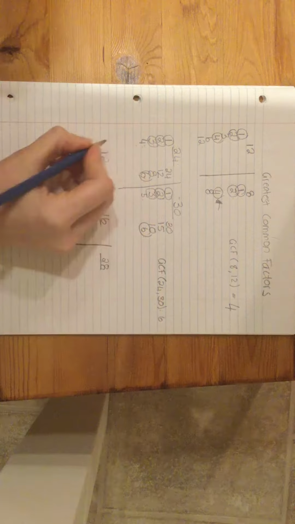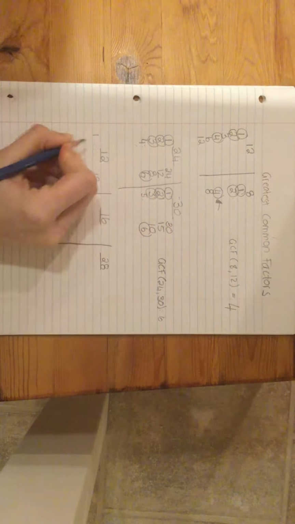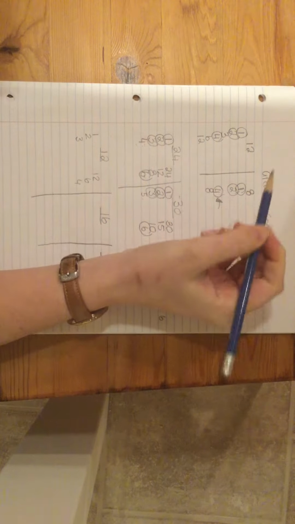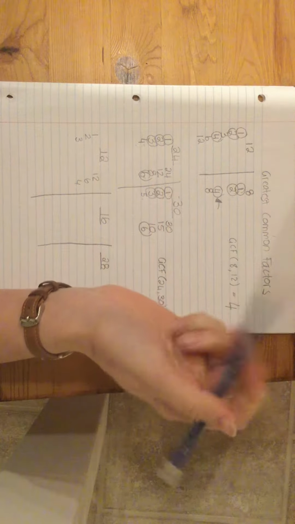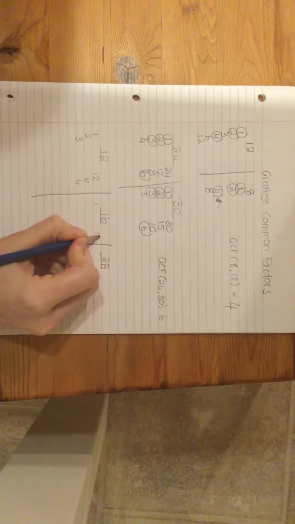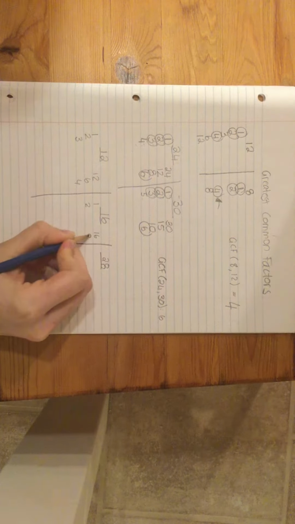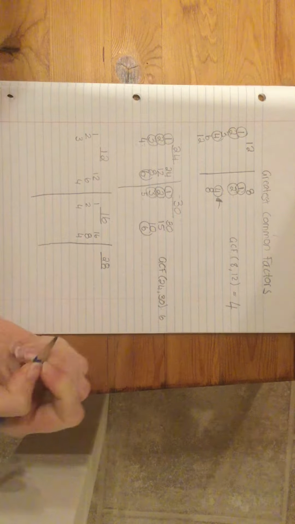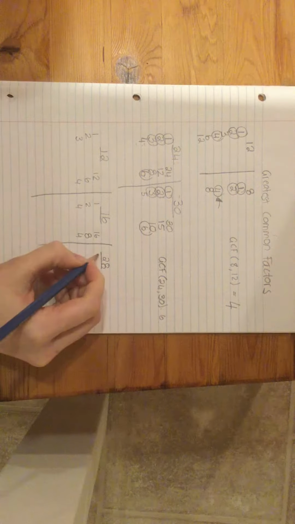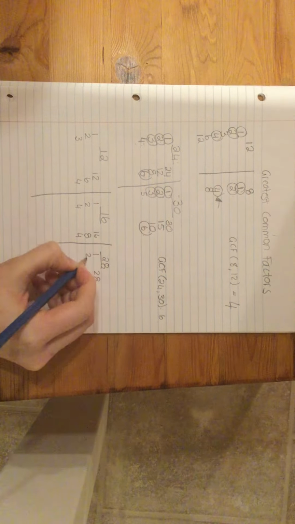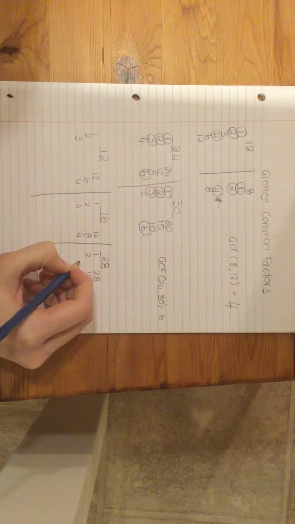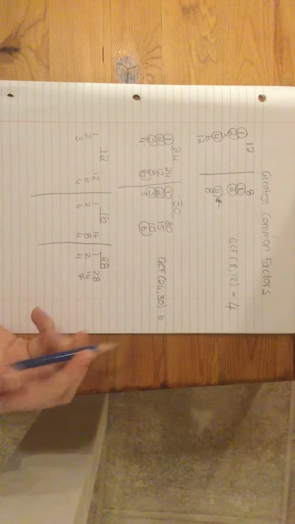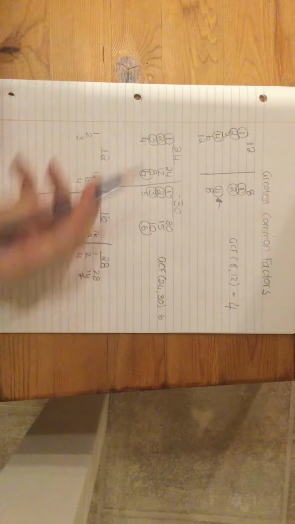So for 12, we have 1 and 12, 2 and 6, and 3 and 4, just like what we've mentioned up here. For 16, we have 1 and 16, 2 and 8, 4 and 4, and those are the only factors. For 28, we have 1 and 28, 2 and 14, and 4 and 7, and those are the factors of 28. Now we will go through and we'll circle which ones they have in common.